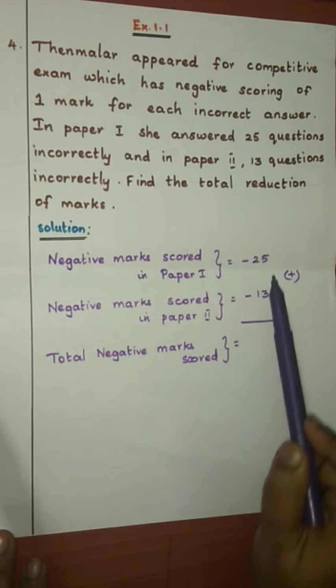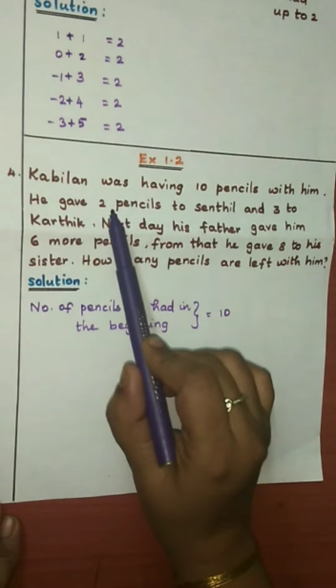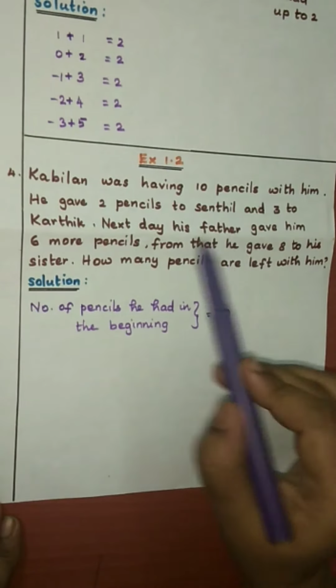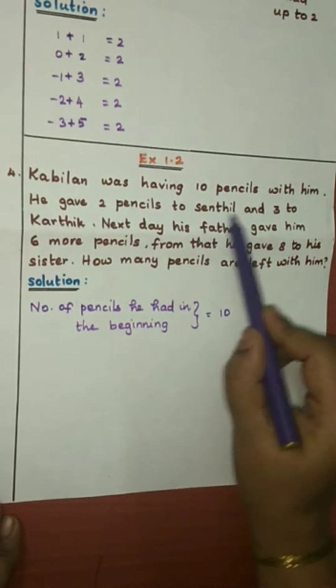Exercise 1.2, fourth problem. Kabilan was having 10 pencils with him. He gave 2 pencils to Sendil and 3 to Karthik. Next day, his father gave him 6 more pencils. From that, he gave 8 to his sister. How many pencils are left with him? So, the number of pencils he had in the beginning is 10. How many pencils did he give to Sendil and Karthik? 2 and 3, that is 2 plus 3. 5 pencils he gave to Sendil and Karthik.